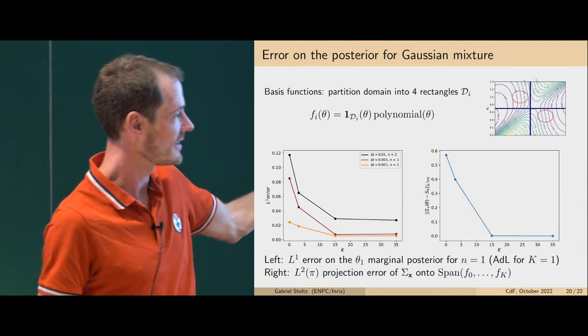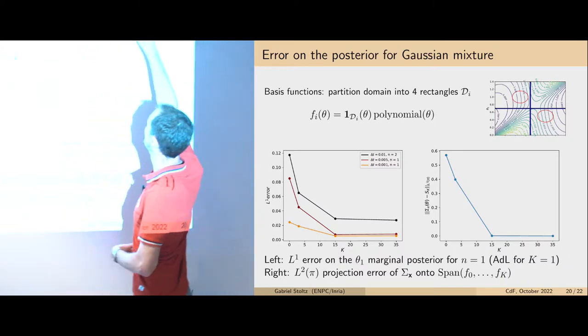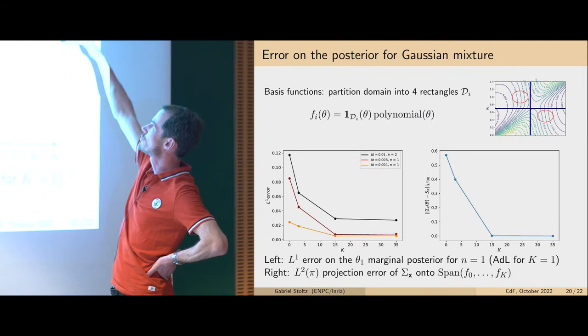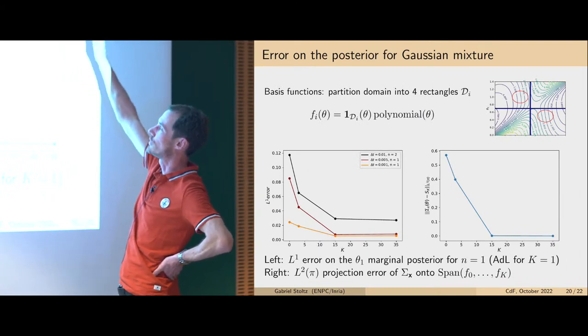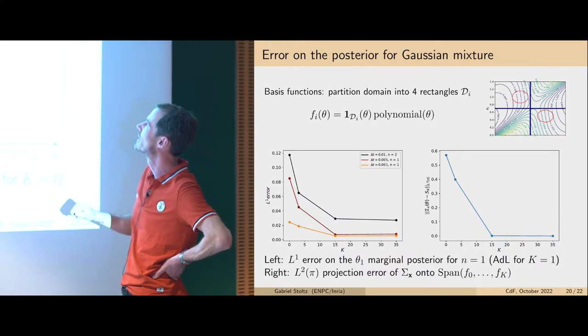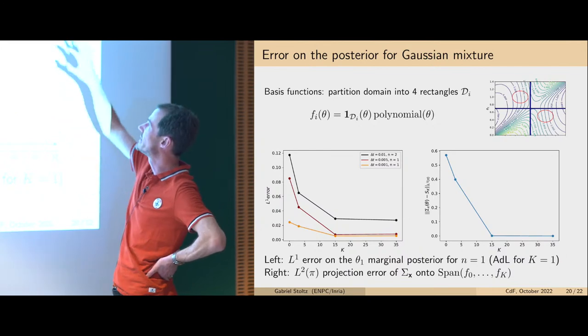So let's consider an example. Excellent transition for the next example, which is: let's go back to this 2D simple mixture of two Gaussians. We have this theta 1, theta 2 variable. In this case, I know that I have some kind of position dependence for the entries of my covariance matrix. One natural idea is to chop up my domain into four subdomains, that's the blue cross in the middle, and then I can consider an approximation using indicator functions of the domains.